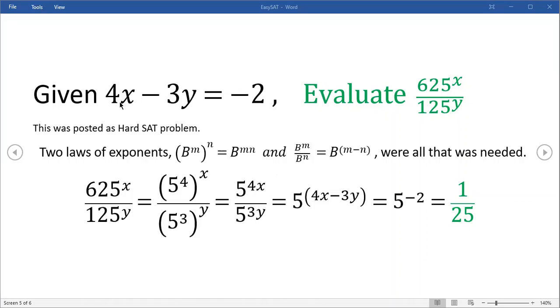Sometimes it's hard to remember when to look back and see what's given. But we know that 4x minus 3y is always equal to -2. So we replace it with -2, and we get 5 to the -2, which is 1 over 25.